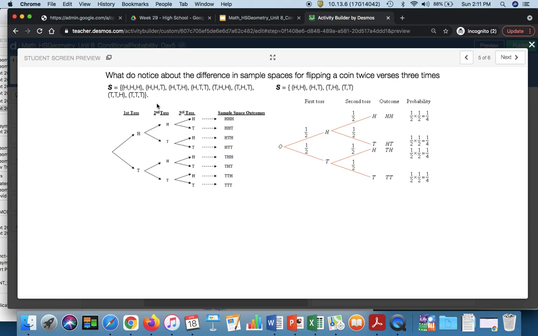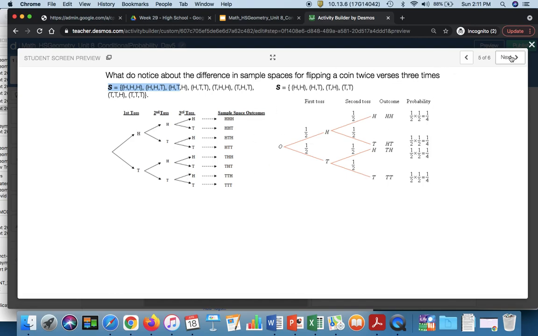And it's a good idea to get these notations ahead and ask students what the connections are for them, and really what do they notice about the difference in the sample spaces, as that was our focus question here for flipping 2 coins versus 3 coins, with respect to this sample set notation, and even with respect to the graphics.